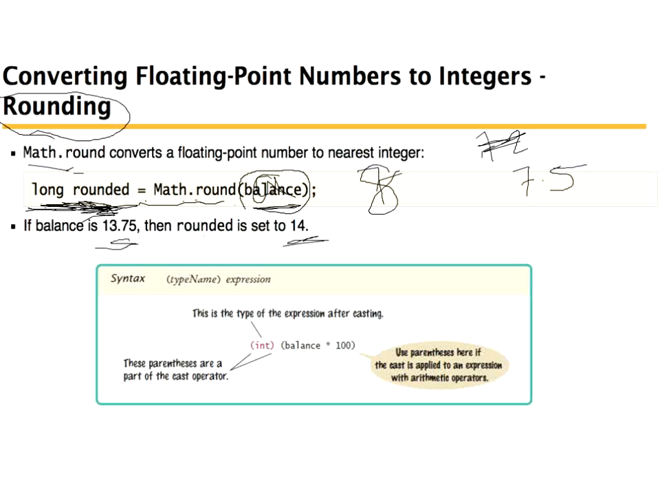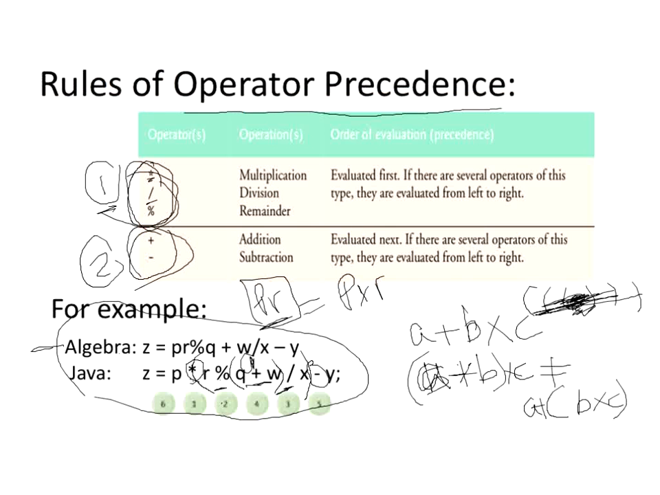Hello, Doctor. I would like to ask you about slide 6, the rules of operator precedence. You said multiplication, division, and remainder are one family. But if I did mod before division, is it okay? Yeah, there is no problem. I think what you mean depends on the question. I'll give you an example.